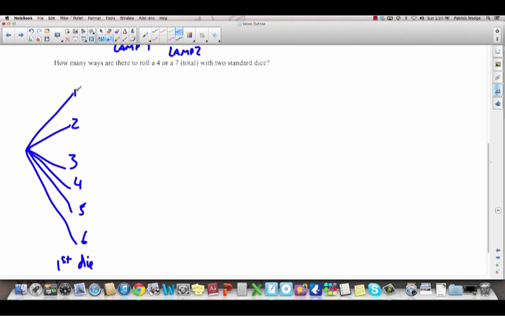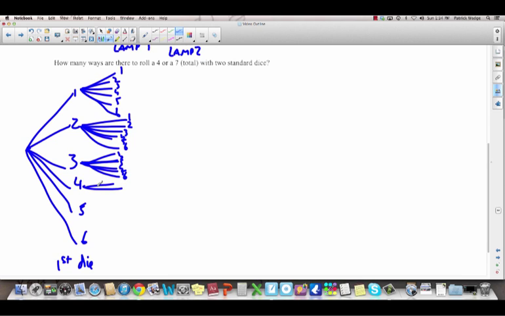Now the second die, if the first one's 1, what could the second one be? 1, 2, 3, 4, 5, or 6. If the first one's 2, the second one could still be 1, 2, 3, 4, 5, 6. Basically, you're just going to write 1, 2, 3, 4, 5, 6 for all these positions, aren't you? It's very hard to fit this in. Okay, we haven't answered anything yet.